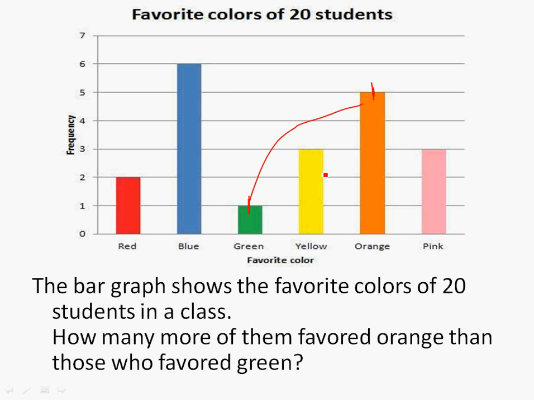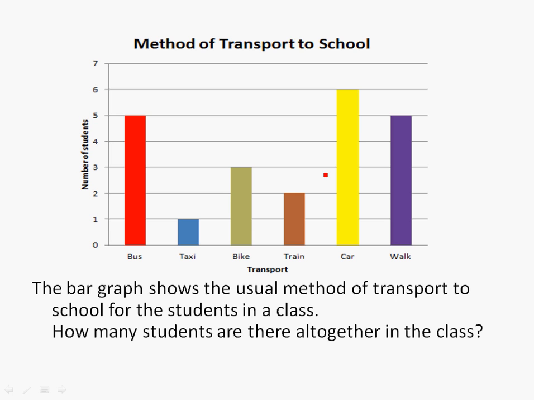So that's how the questions go. This is the most basic, most simple question which can be asked from a bar graph. There can be other complicated questions as well, right? So this is the most basic question. So slightly more complicated: the bar graph shows the means of transport to school for the students in a class. How many students are there altogether in the class?